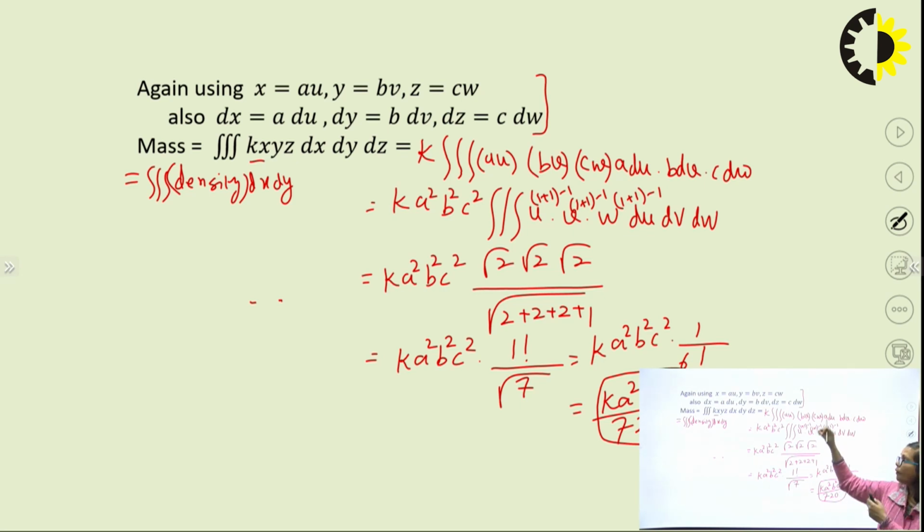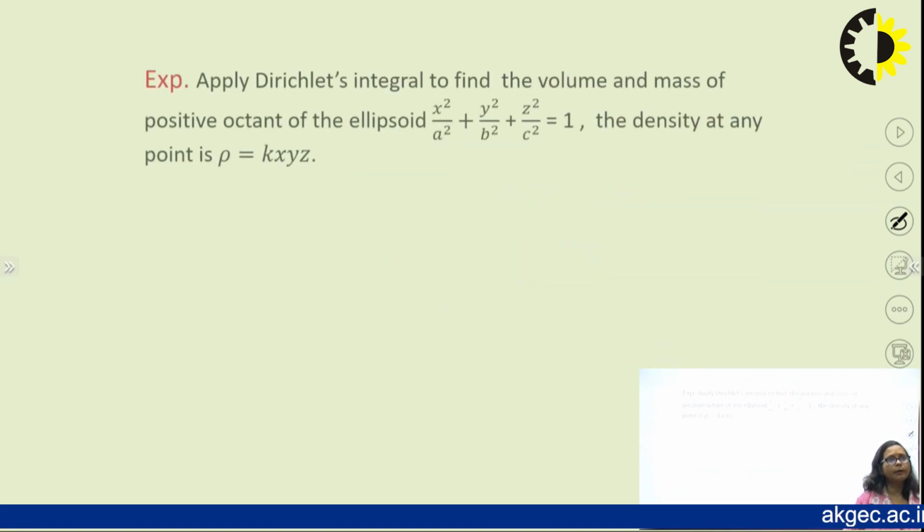So this is how we apply the Dirichlet integral, and the main application of Dirichlet is to find out the volume and mass. You can apply Dirichlet integral to solve any triple integral, but only for that part which is lying in the first octant, the positive octant. Clear? So that was the first example to find out the volume and mass. Look at one more example.